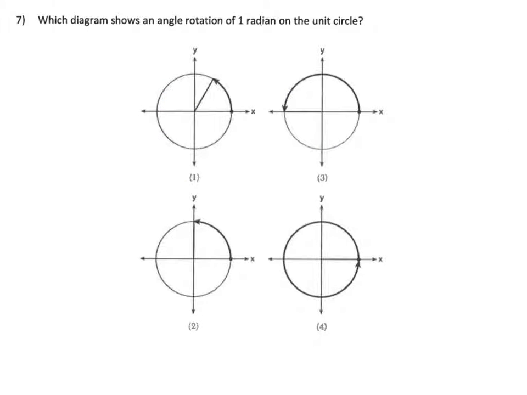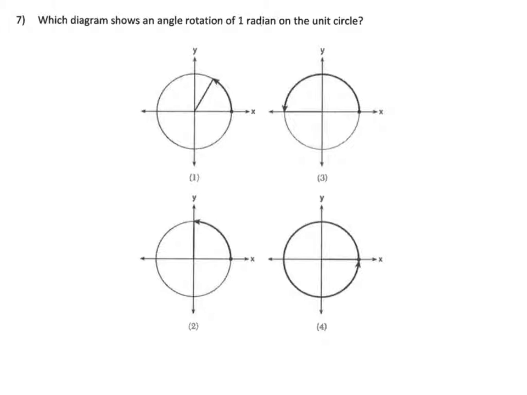Okay, if you turn to number 7 on the next page, it says, which diagram shows an angle rotation of 1 radian on the unit circle? All right, now, first thing I want to point out, radians does not always have to be in terms of pi. So you can see right here, right? There's no pi with this. This is just 1 radian. It's written as a number, which is fine.